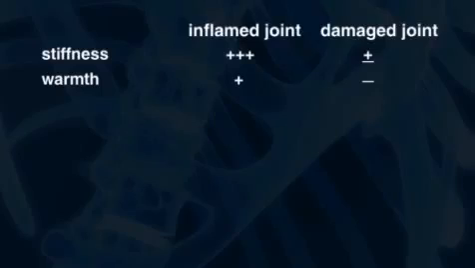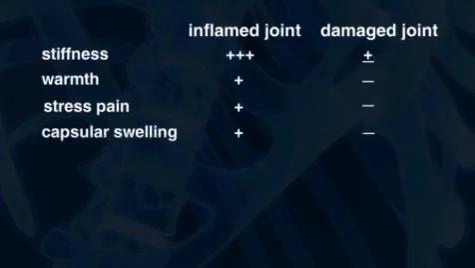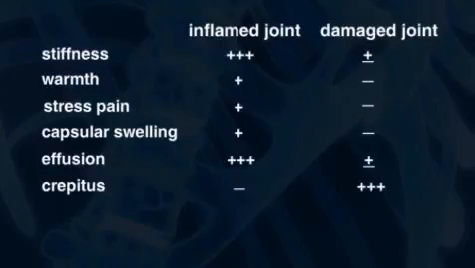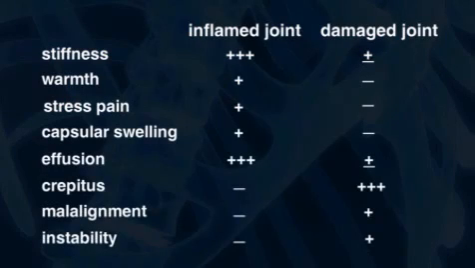Increased warmth clearly goes with inflammation, and stress pain is one of the most sensitive signs of inflammation. Capsular swelling and effusion go with inflammation, whereas coarse crepitus, any malalignment and instability result from structural damage. Sometimes there may be a mixture of joint damage and inflammation.